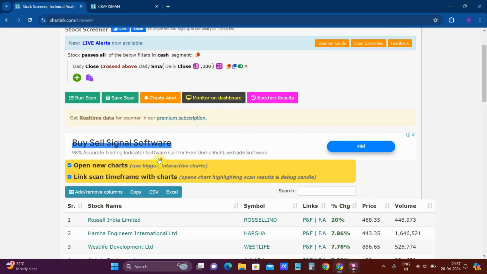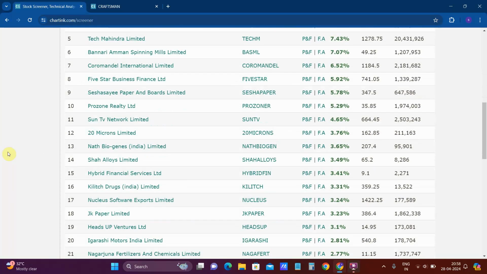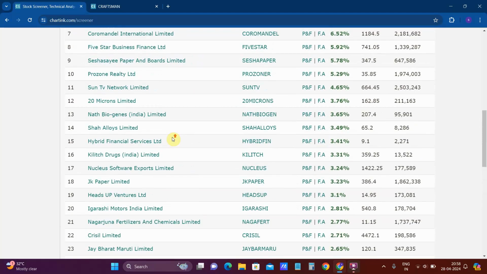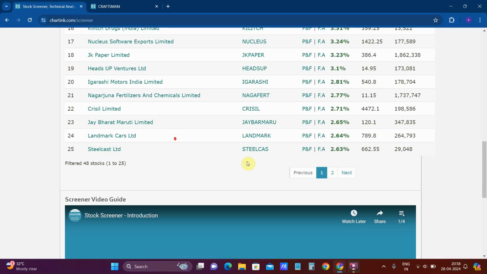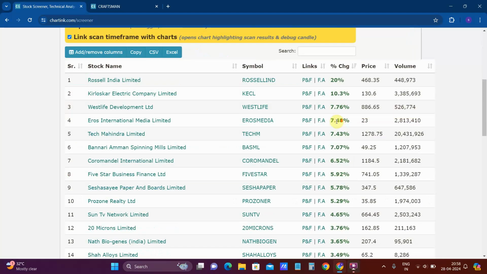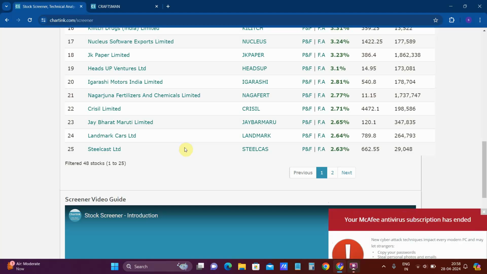In case you want it for 30 weeks, what you'll do is just change this to weekly, right? And the close is 30. You'll get all those names which have just crossed above the 30 WMA mark, right? So 48 stocks have crossed the 30 WMA mark. These are all the names. You can even download these. Once you create an account, you would be able to download these stocks in an Excel file as well, right?